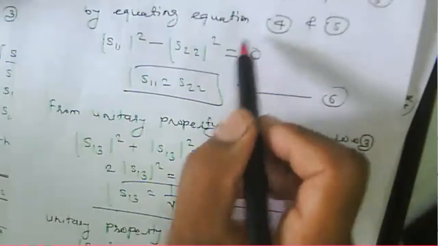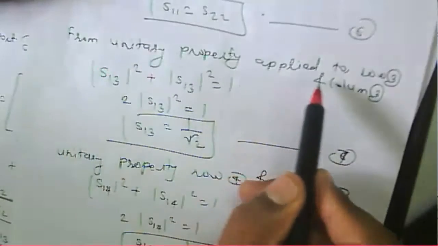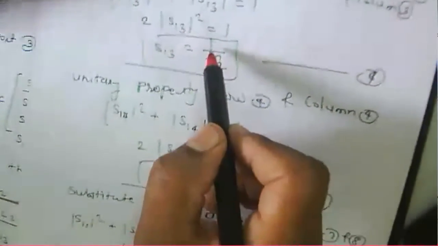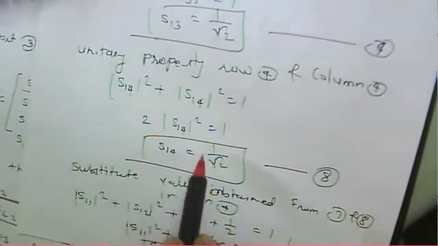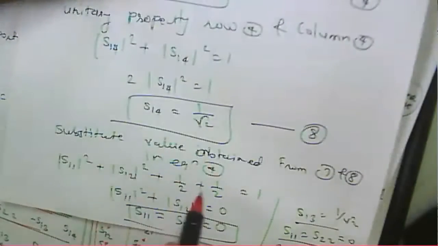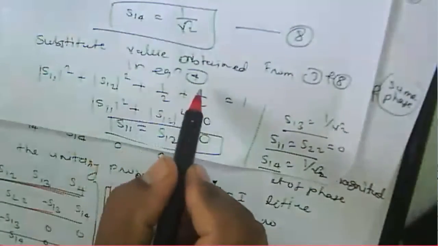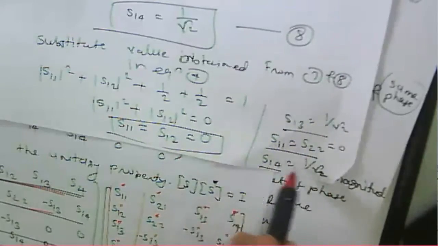By equating equations 4 and 5, we get this particular term S11 is equal to S22. Then from the unitary property applied to row 3 and column 3, we get S13 is equal to 1 by root 2. And if we apply it again to row 4 and column 4, we get that S14 is equal to 1 by root 2. And then substitute all these obtained values in this particular equation. Okay, 7 and 8, whatever we obtain in equation 4, we get that S11 is equal to S12 is equal to 0. And already we obtained these values.